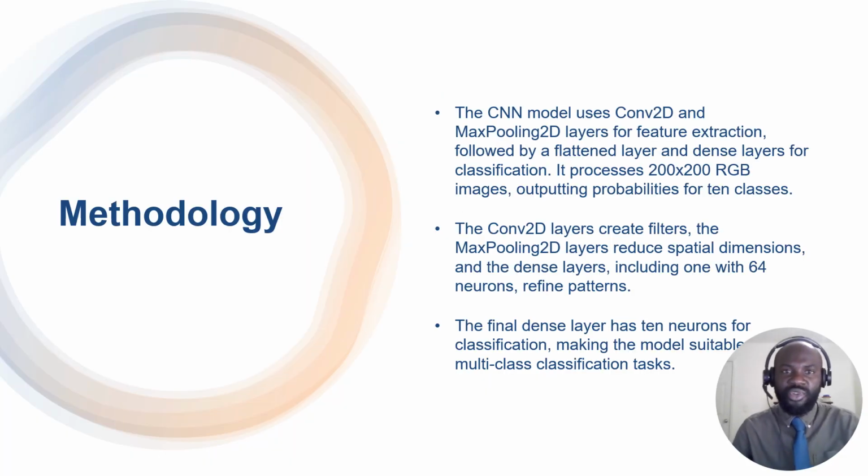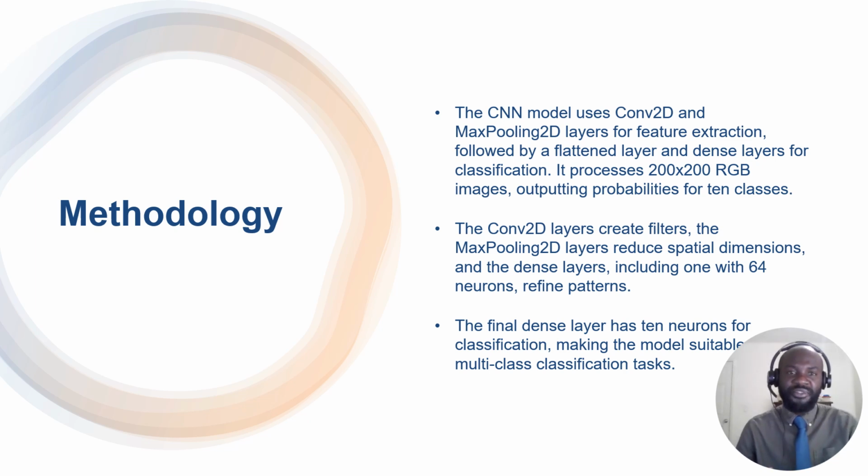Our methodology involves using a convolutional neural network model designed with the following structure. We have Conv2D and MaxPooling2D layers. These layers extract the features from the 200 by 200 RGB images. Then we have the flattening layer and the dense layers. After this extraction, the flattening layer and dense layers are then used for the classification.